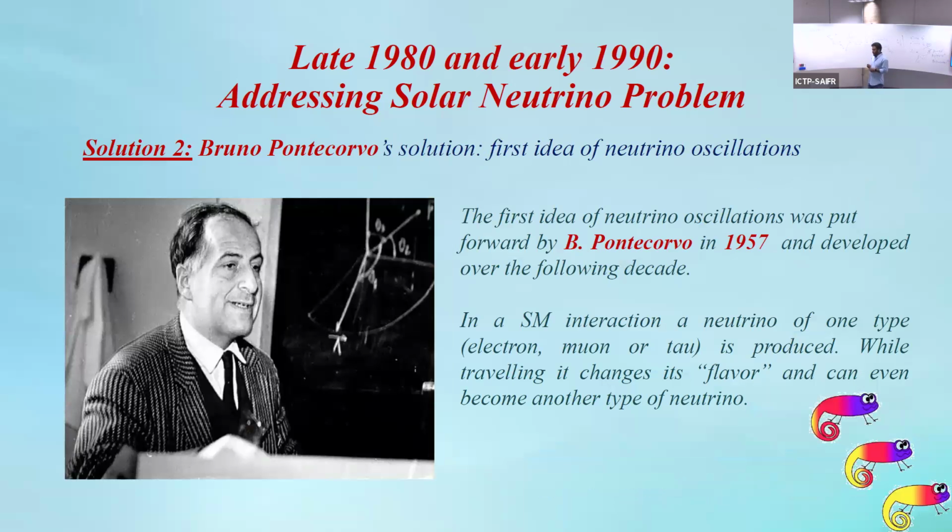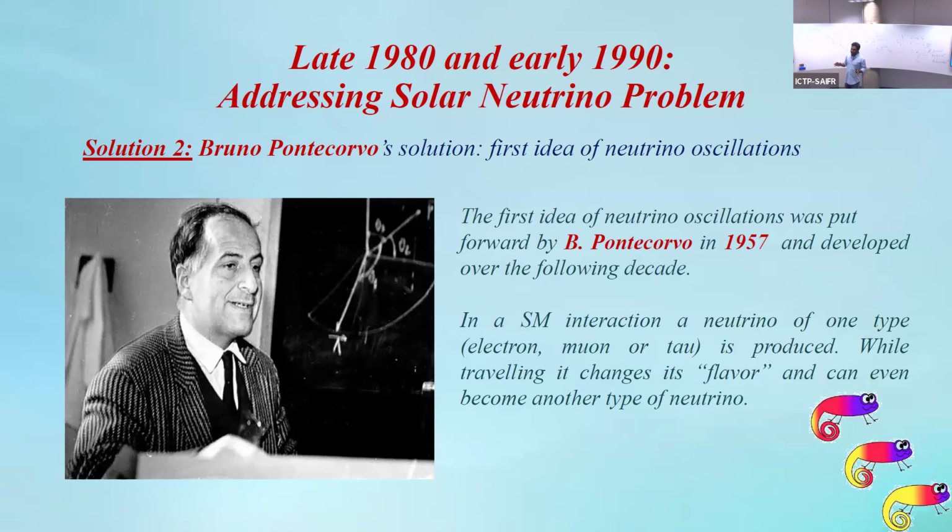The second solution, which was interesting, I should mention that Pontecorvo, in the 1950s, there are two papers in 56 and 57. The first idea of neutrino oscillation was put forward by Pontecorvo in these 56 and 57 papers. Interestingly, in the 56 paper, he talks about neutrino to anti-neutrino oscillation. And in the 57 paper, he talks about neutrino oscillation.